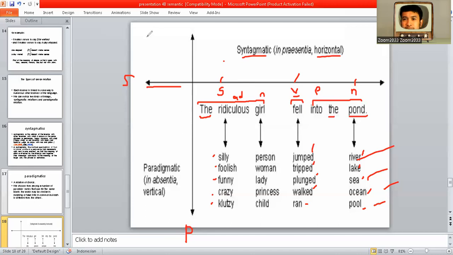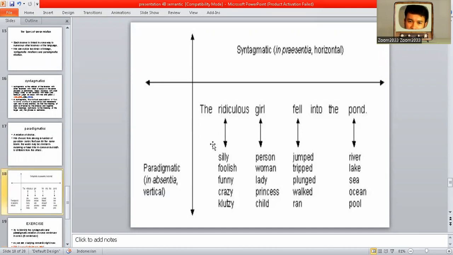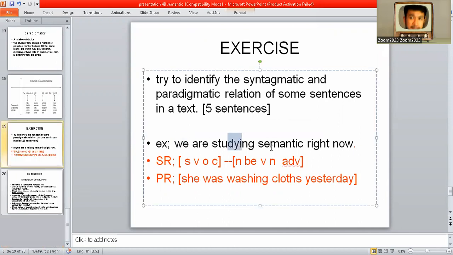Okay, so this is about syntagmatic and paradigmatic. This is what we talked about in the previous material about lompatan makna. Yeah, so this is one example of lompatan makna. Okay, and so this is how we try to identify the syntagmatic and paradigmatic relation of sentences in a text. Right now, for instance, take a look at the example: we are studying semantic right now. So we have a structure of the sentence, such as this one.